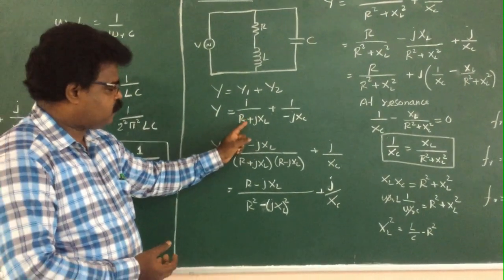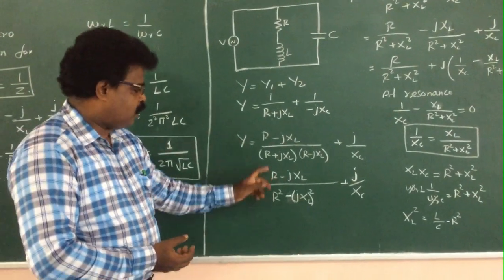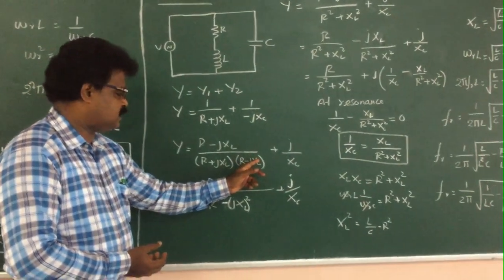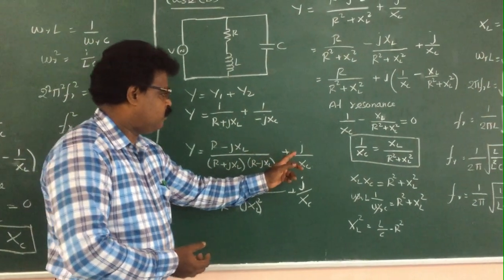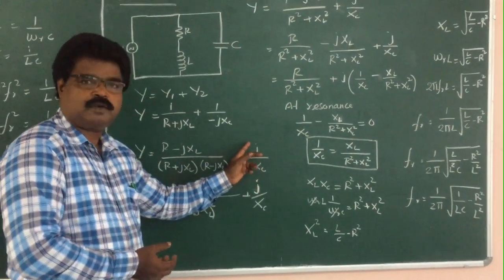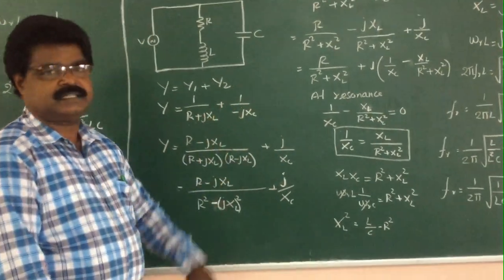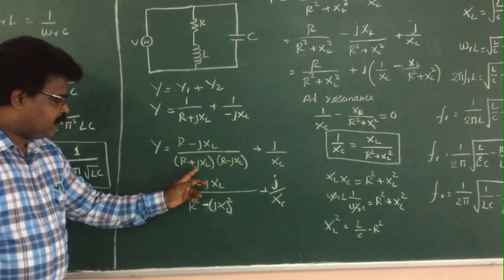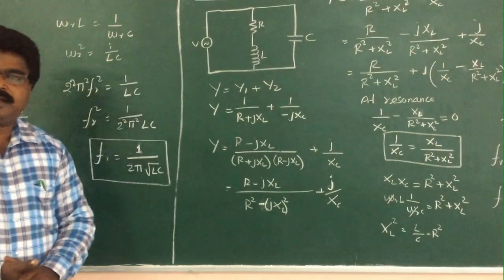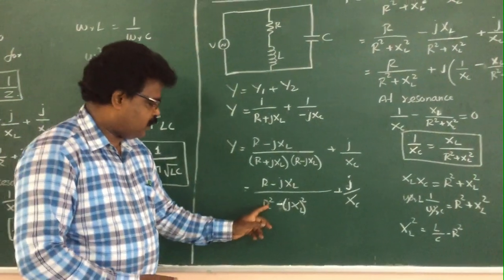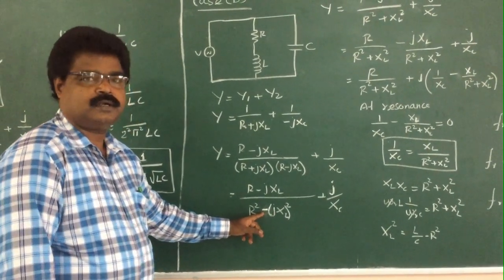So what is the complex conjugate of R plus j into XL? That is equal to R minus j into XL. So we multiply R plus j into XL by R minus j into XL. In the numerator, R minus j into XL plus, since 1 by j is equal to minus j, we substitute it and get plus j by XC. Now the denominator is a plus b into a minus b. What is the formula for a plus b into a minus b? It is a square minus b square. We know that j square is equal to minus 1.